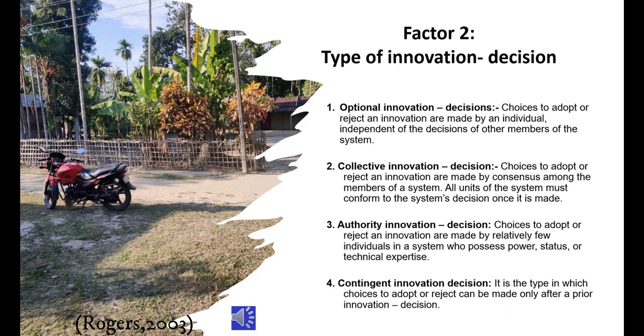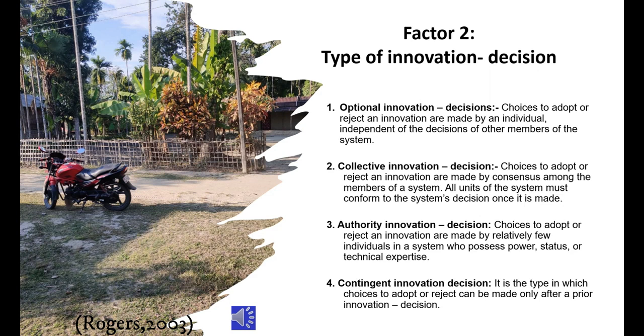The second one, collective innovation decision. Choices to adopt or reject an innovation are made by consensus among the members of a system. All units of the system must conform to the system's decision once it is made. Through agreement or strong cultural norms, adoption requires a consensus of the entire group. This mechanism has the most negative impact on the rate of adoption.